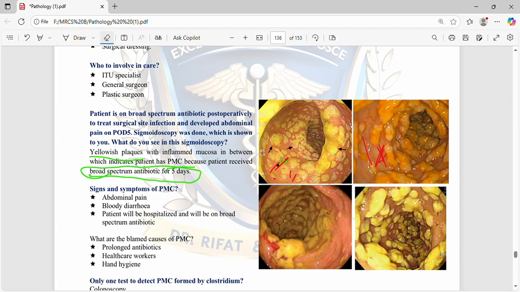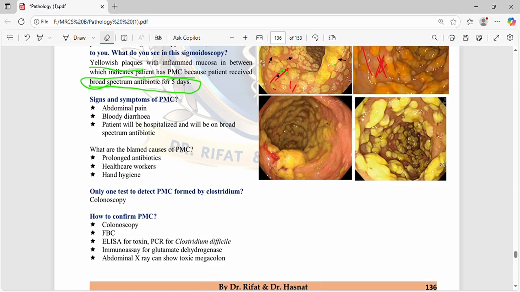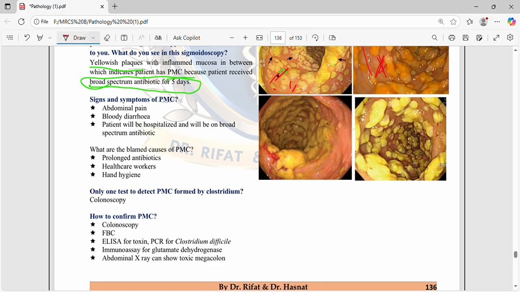Signs and symptoms of pseudomembranous colitis: abdominal pain, bloody diarrhea. The patient will be hospitalized and will be on broad spectrum antibiotic. There are some specific antibiotics which cause this. What are the blamed causes of pseudomembranous colitis? Prolonged antibiotics, healthcare workers, and hand hygiene.